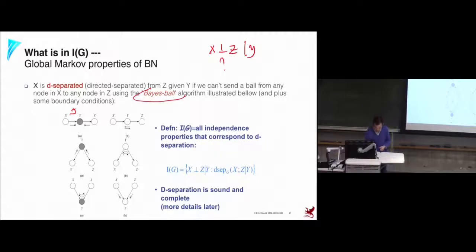Now you may ask, what if I have something like this, Y, and I have a bunch of other things in here. And here is X, here is Z.